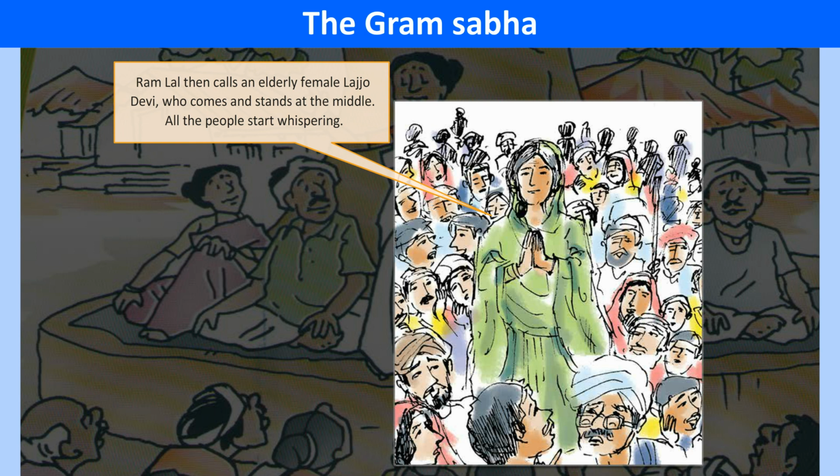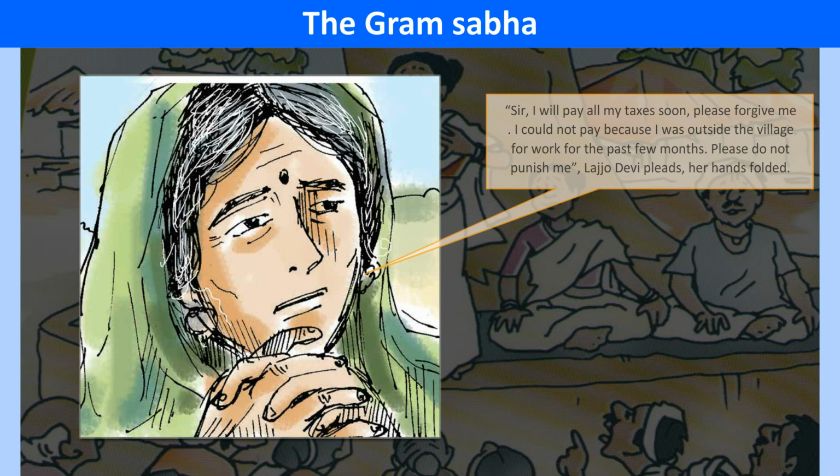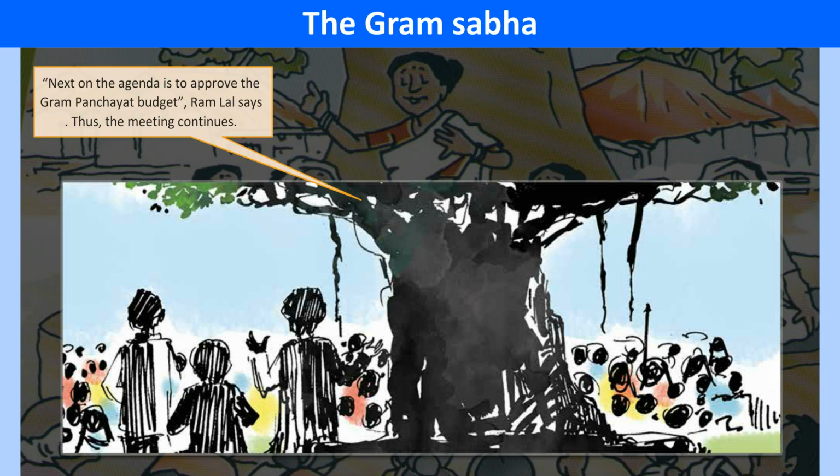All the people start whispering. Ramlal says, "Lajo Devi, you have not paid your taxes for the past few months. In spite of many reminders, what should we do?" "Sir, I will pay all my taxes soon. Please forgive me. I could not pay because I was outside the village for work for the past few months. Please do not punish me," Lajo Devi pleads, her hands folded. "We can give you a month's time. You have to clear all your dues by that time," Ramlal says. "Next on the agenda is to approve the Gram Panchayat budget," Ramlal says. Thus the meeting continues.